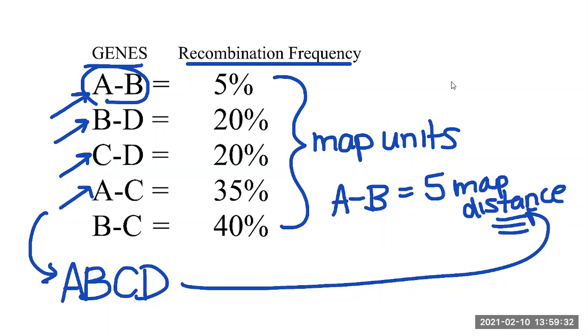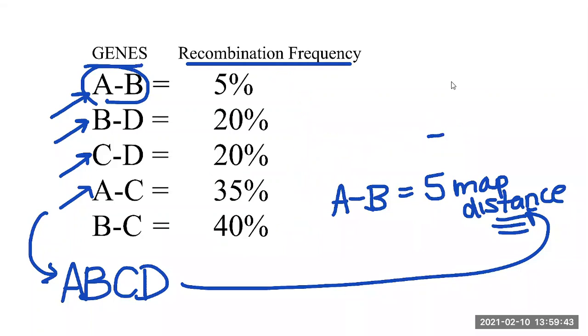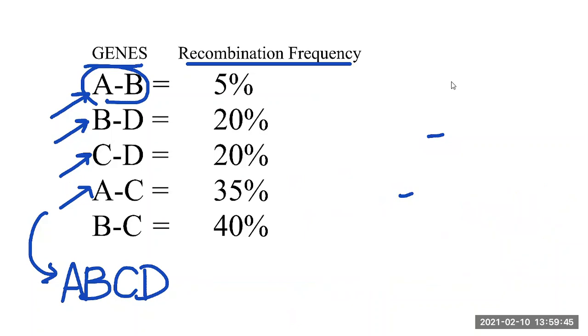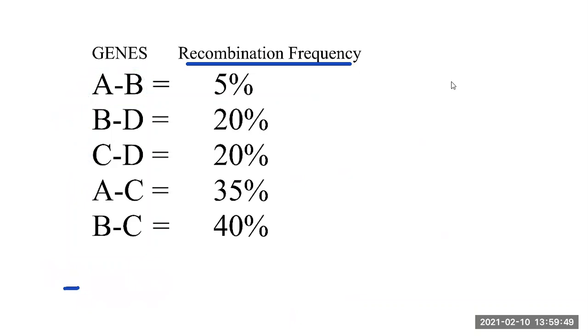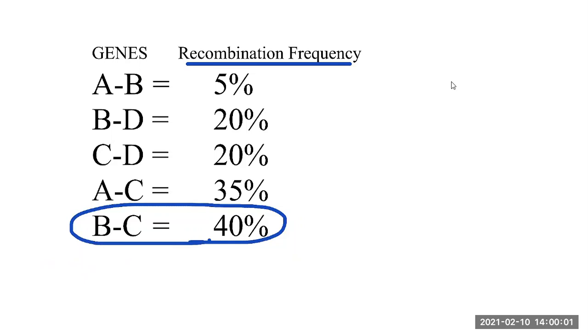And that's the same for all of these. So B and C are 40 map units apart. C and D are 20 map units apart. So the recombination frequency is how far apart they are on the chromosome. The way that you solve one of these problems to figure out the correct order of the 4 genes, my recommendation, and on pretty much any tutorial you look at, is to start with the 2 that are the farthest apart, which would be B and C, because they have the biggest number.